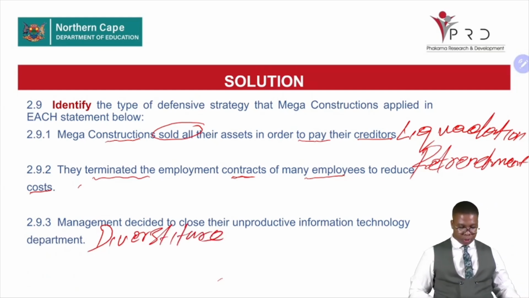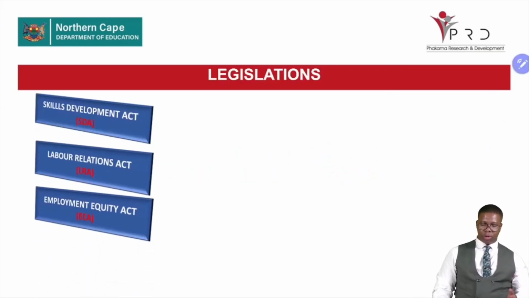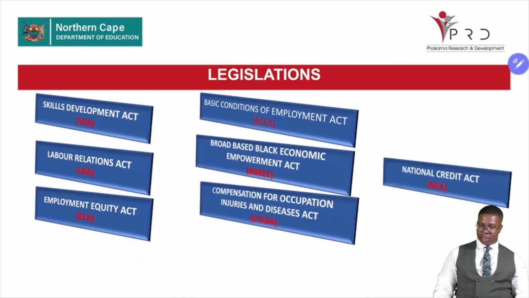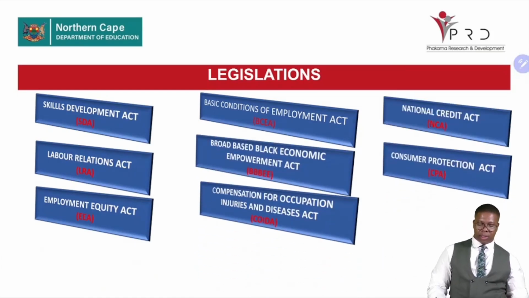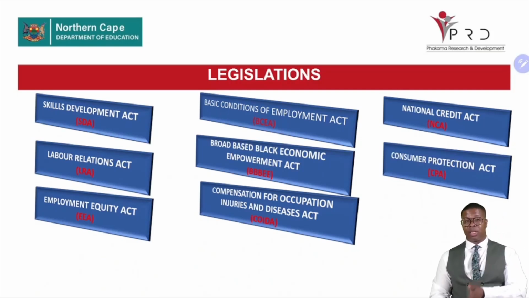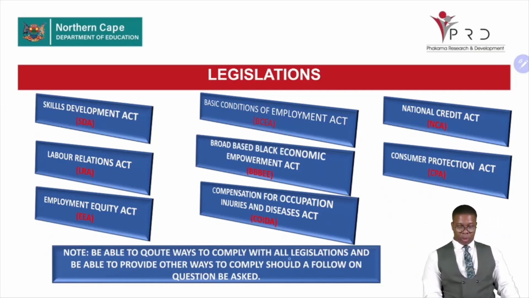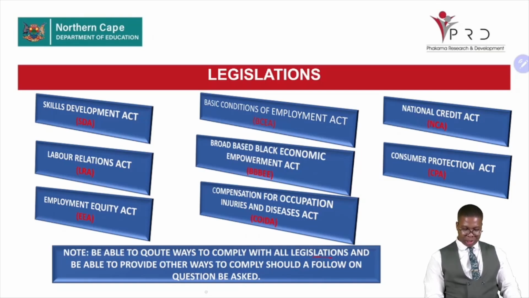And then we move to the content that you should know how to code. You should know how to code everything under legislation. Why? Because you can be expected to code ways to comply. You can be expected to code penalties from a given scenario. So you should know how to code ways to comply with for each and every act, and penalties for each and every act, and that would help you to do very well. So be able to code ways to comply with all legislations and be able to provide other ways to comply, should a follow-on question be asked. So this is an exam tip for you.